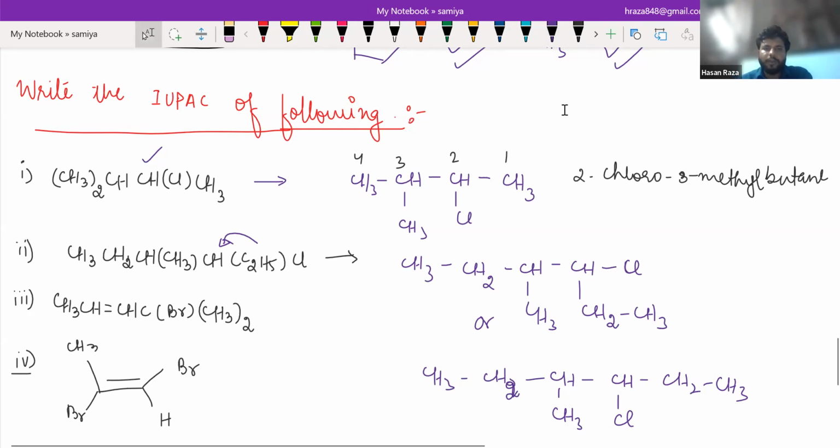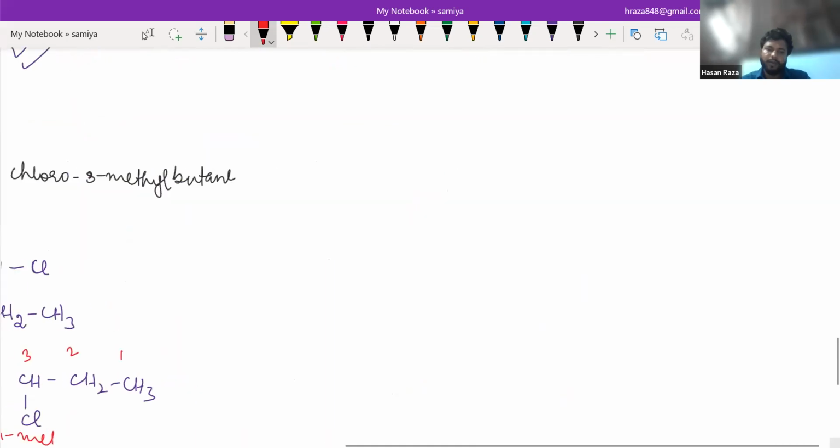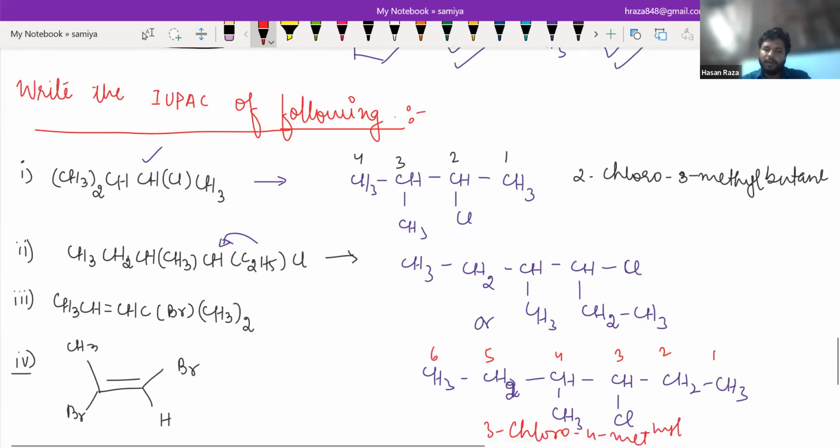Now, going to numbering it. If you are going to number it from left to right, the substituent will come at the third position. And if you are going to number it from right to left, the substituent will also get number 3. But when it is the same position, we go by alphabetical preference: chlorine, chloro, C will be first, then methyl, M. So we number it 1, 2, 3, 4, 5, 6, and the name will be 3-chloro, 4-methyl, hexane.